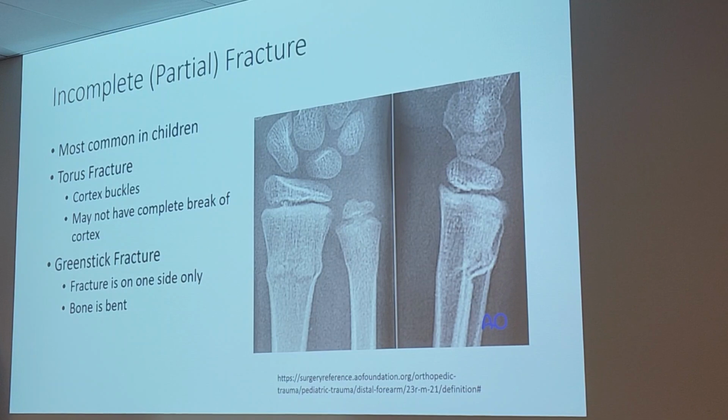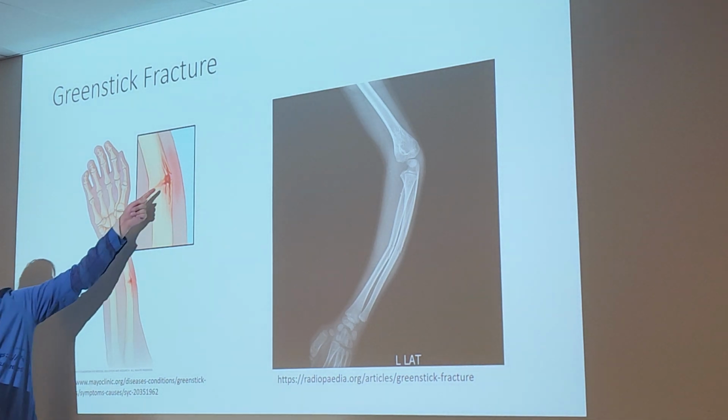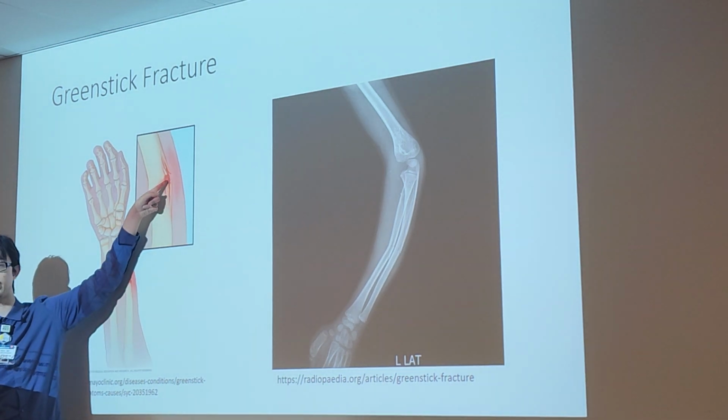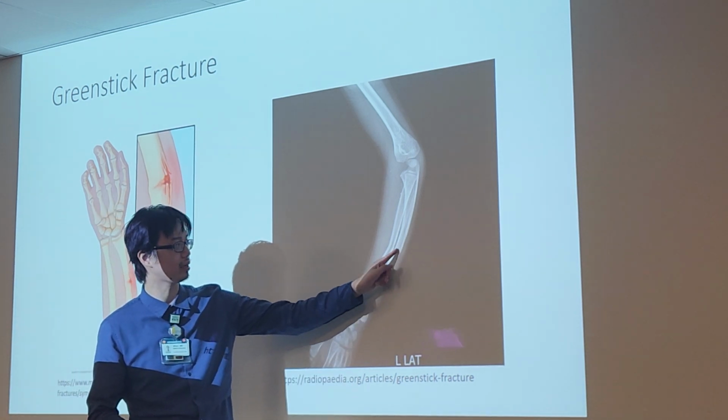So these are most common in children. Why? Because their bones are more flexible, they're not as hard, and so they're not going to break as easily. They're more likely to bend than break. Right? And so here's an example of a green stick. As you can see, you've got a partial break of the bone here. If you look here, you've got a partial break.